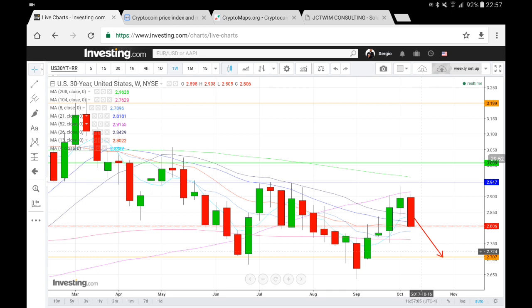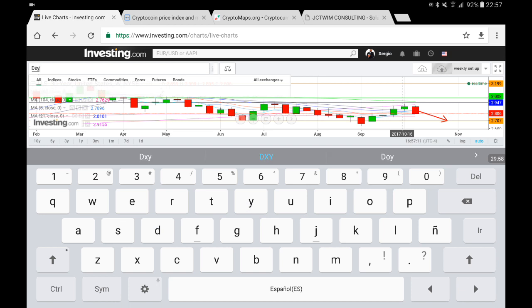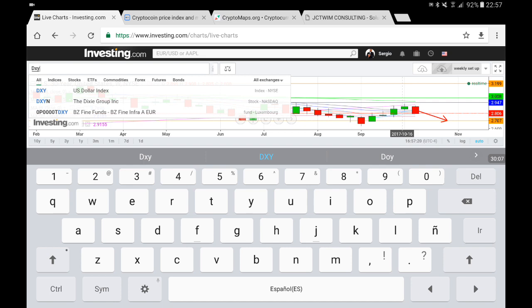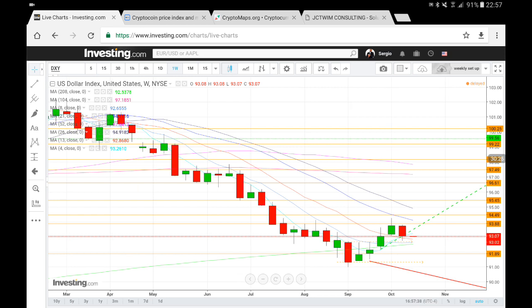Okay, that's it. So now let's have a look at the Dixie, the US dollar, DXY. Remember, that's the US dollar against 6 currencies. If I remember well, that's against the euro, pound, Swiss franc, Norwegian krona, Japanese yen, and the number 6, Australian dollar. Oh no, Canadian dollar. Yeah, I think that's the Canadian dollar, not the Australian. Okay, so that's it.